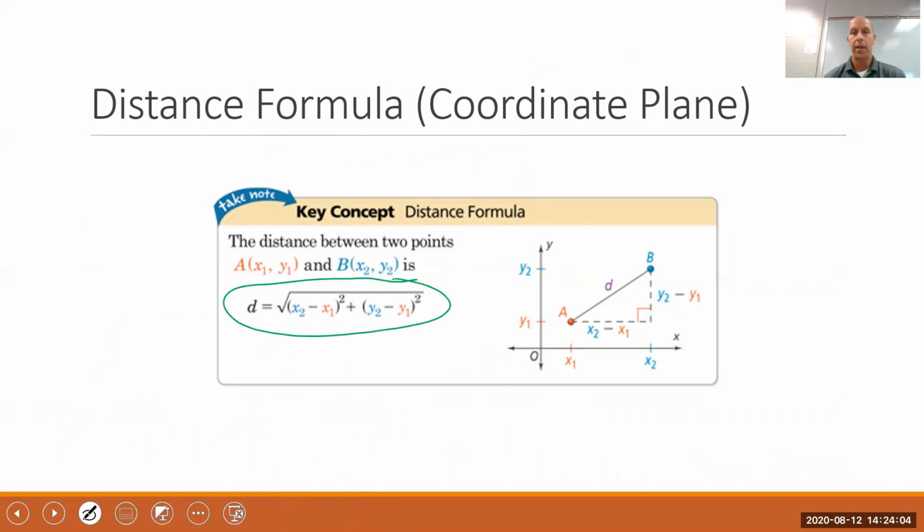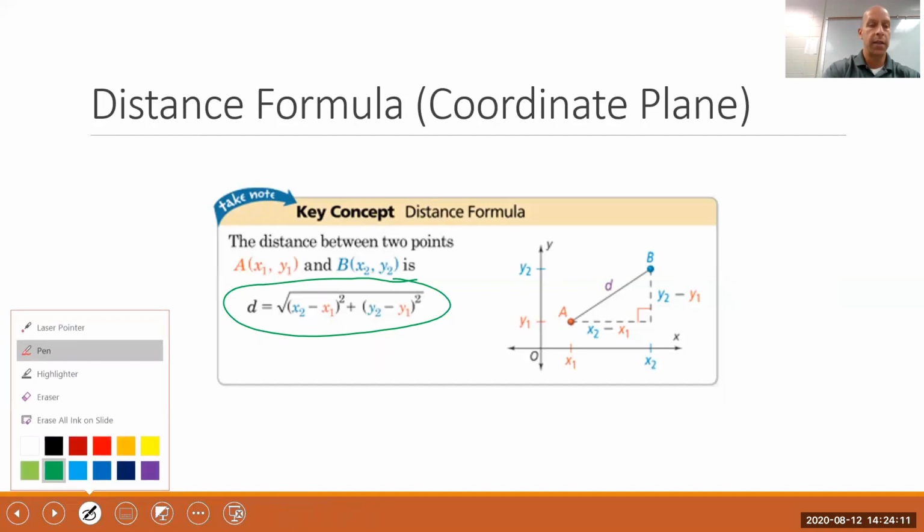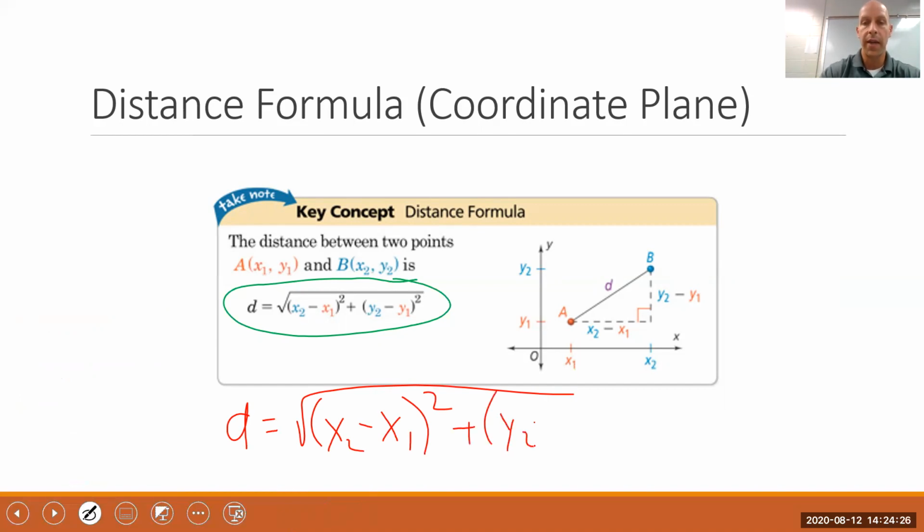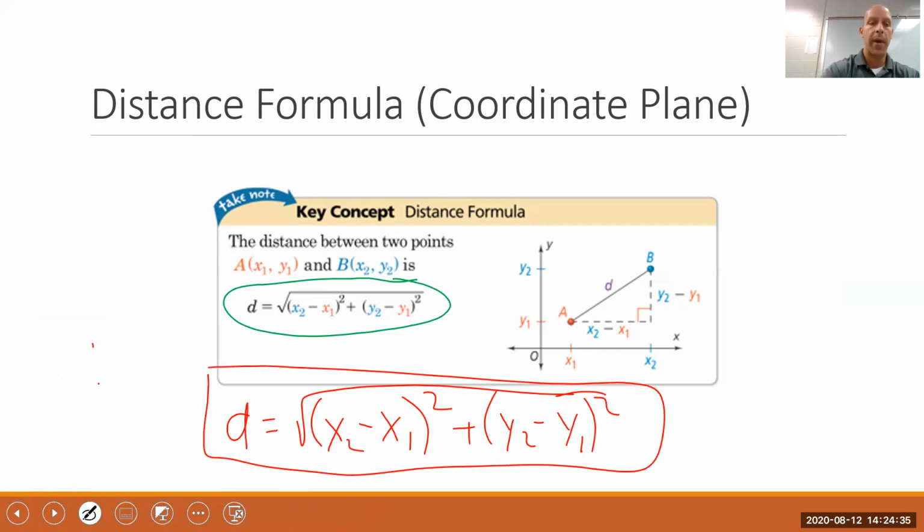You've probably already seen this before. It's derived from the Pythagorean theorem. To find the distance between 2 points on the coordinate plane, you take the x-coordinate of the second point minus the x-coordinate of the first point, subtract them and square, plus the y-coordinate of the second point minus the y-coordinate of the first point, and square. Add those two together and take the square root. This should look familiar to you. Again, this is from Algebra 1.